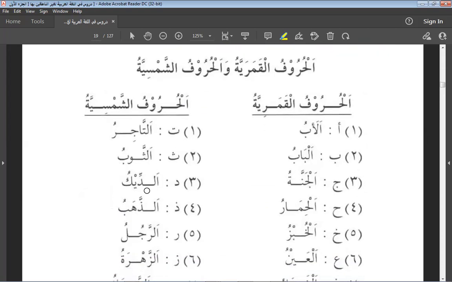So amazingly, you see the book already has the al-huruf al-qamariya, al-huruf al-shamsiya lesson here. So inshallah, I might have no need to even prepare it again.